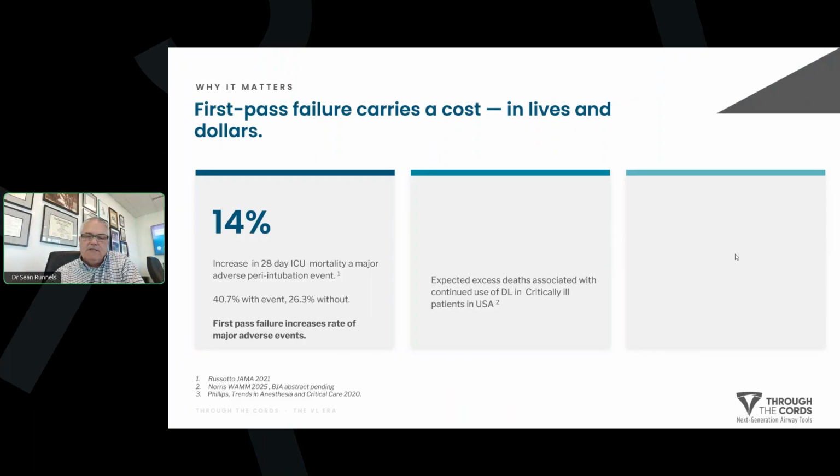Expected excess deaths associated with continued use of direct laryngoscopy in critically ill patients in the United States: we do somewhere between 5 and 8 million intubations in critically ill patients in the United States. When you extrapolate that out with Prekker's or with Russotto's data, you end up with about 39,000 preventable deaths. And people are surprised at this, but one of the things that we see is we have a hard time scaling our personal practice up to a national practice or an international practice.